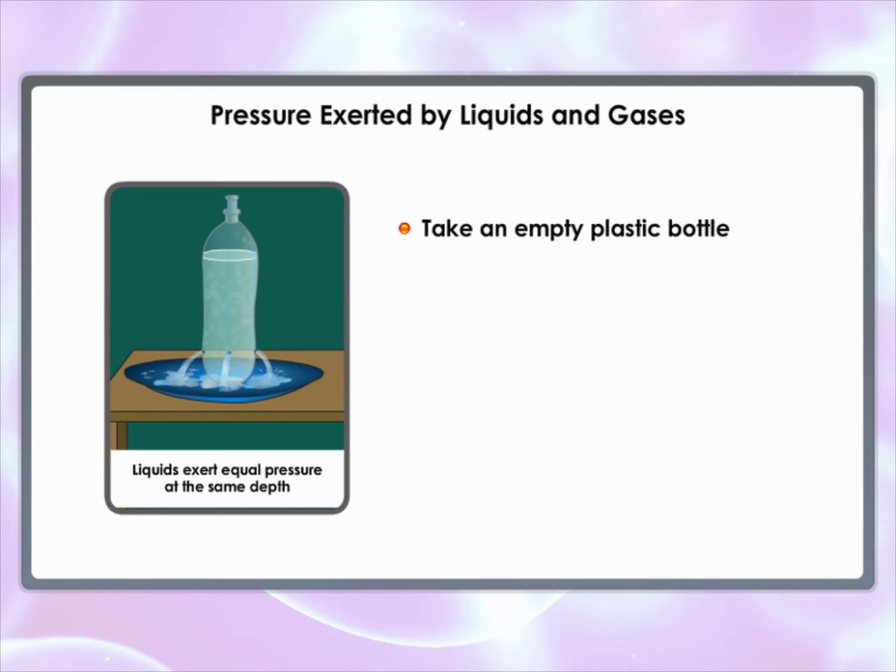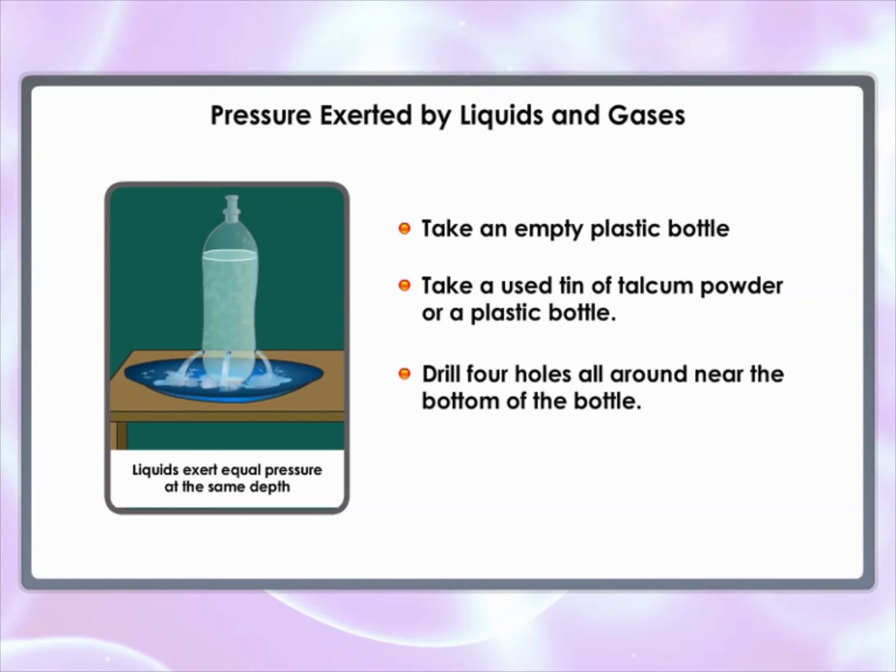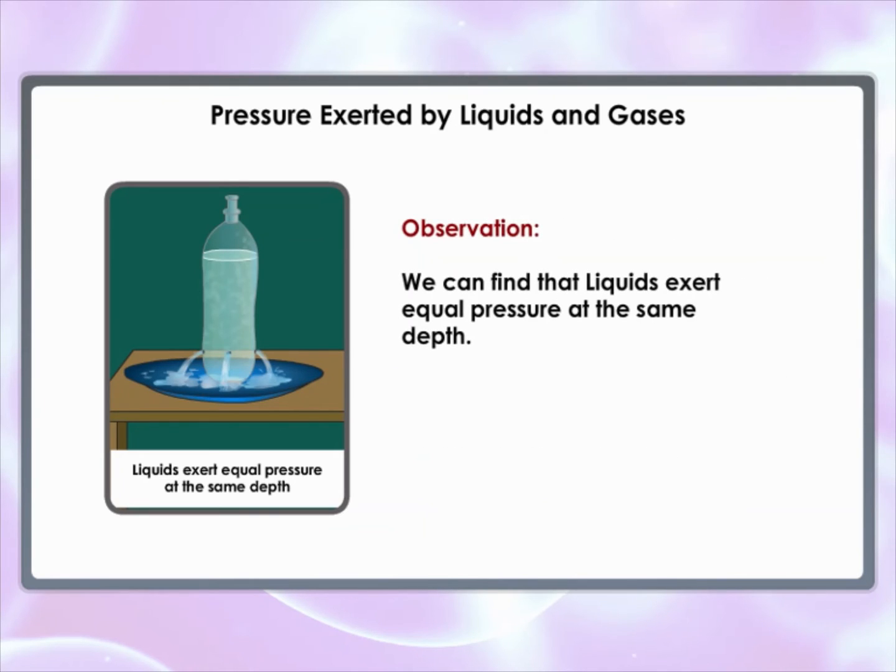Take an empty plastic bottle or a cylindrical container. You can take a used tin of talcum powder or a plastic bottle. Drill 4 holes all around near the bottom of the bottle. Make sure that the holes are at the same height from the bottom. Now fill the bottle with water. We can find that liquids exert equal pressure at the same depth. We can also find that gases too exert pressure on the walls of their container.